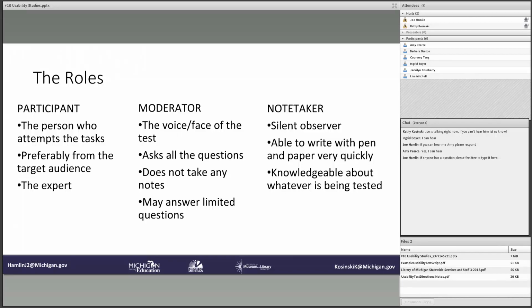Then there's the moderator. This is the voice or the face of the test. They're the ones that ask the participant the questions. They don't take any notes unless there's something really intense going on, like you see the note taker panicking and you need to get something down. It's very brief notes.